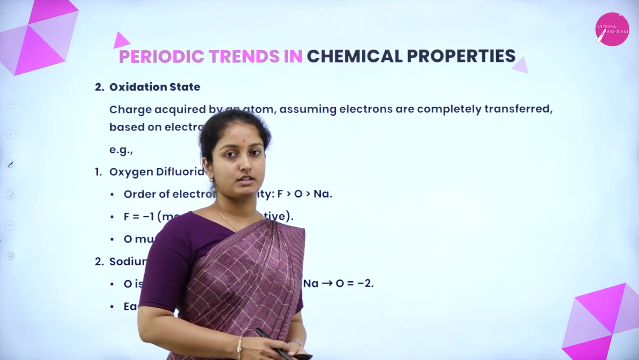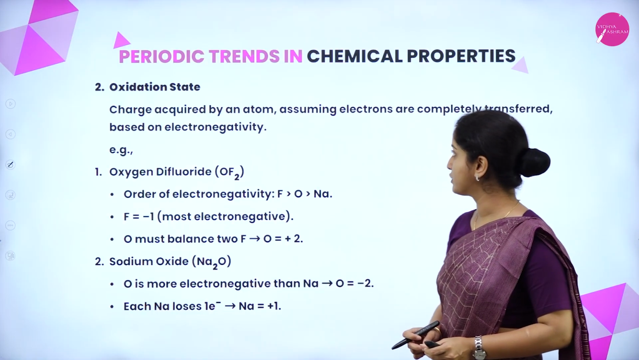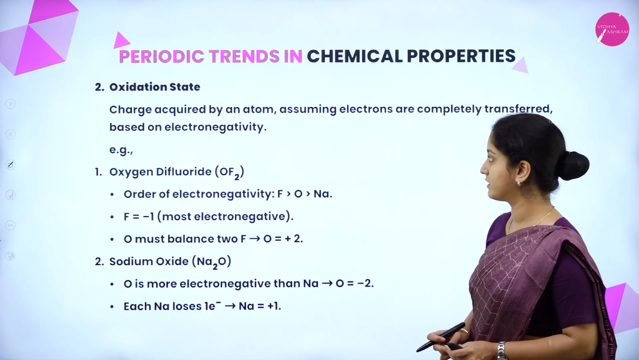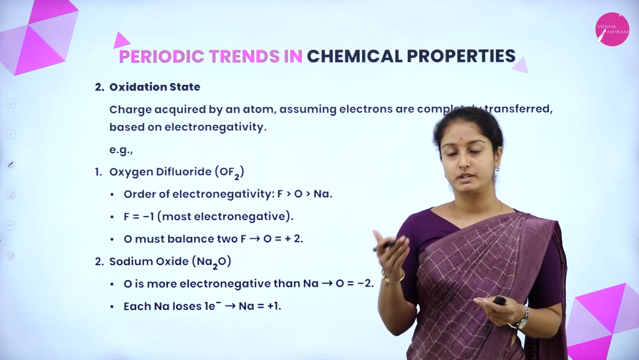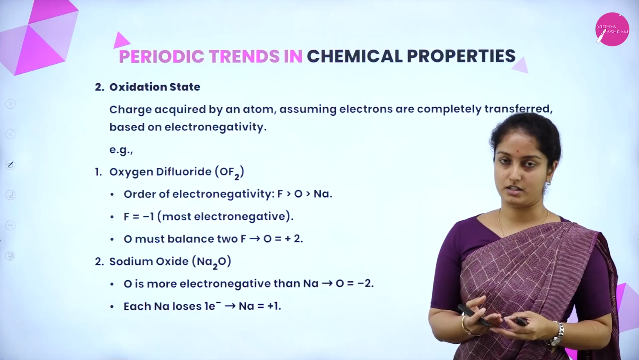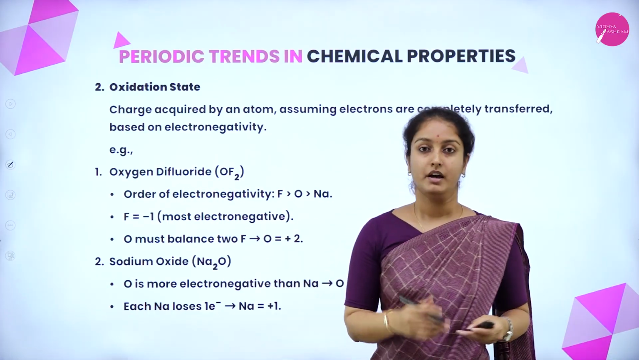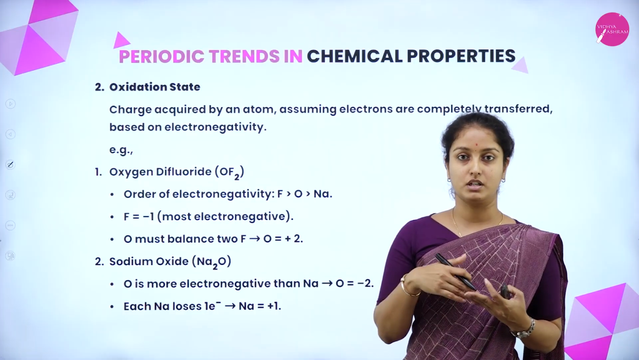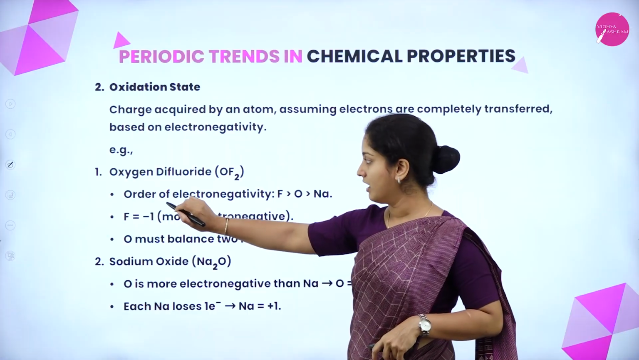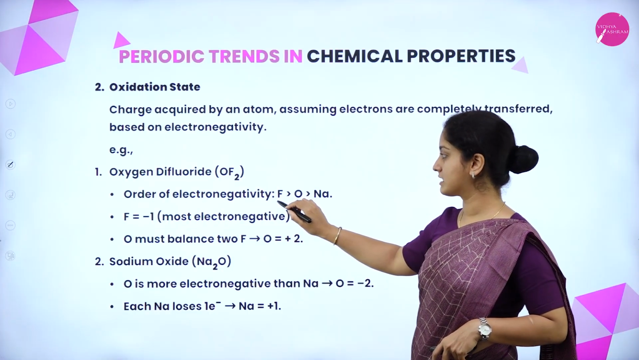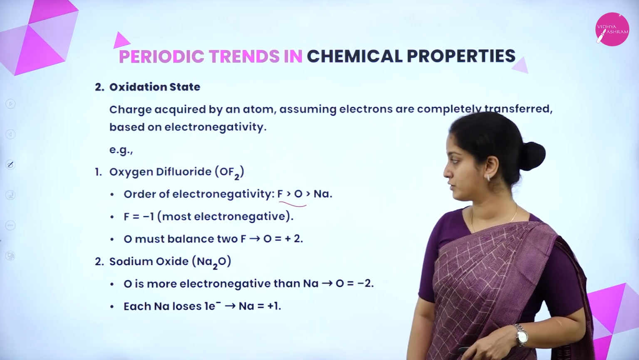The second one is oxidation state. It is the charge acquired by an atom, assuming electrons are completely transferred based on electronegativity. So, it is completely based on the charge, whether it is a positive charge or a negative charge. Let us see an example, oxygen difluoride. We know that oxygen will gain electrons and possess a negative charge, but here in this case it is totally different. The order of electronegativity is fluorine, which is greater than oxygen, which is greater than sodium.